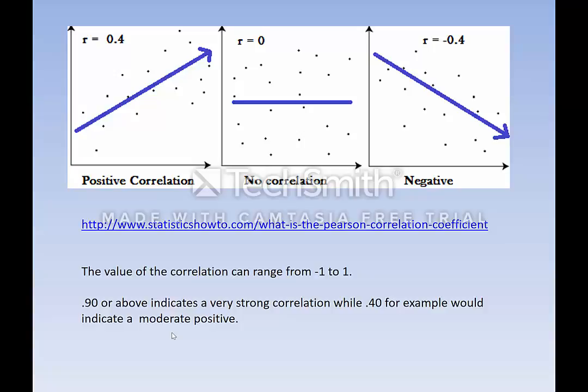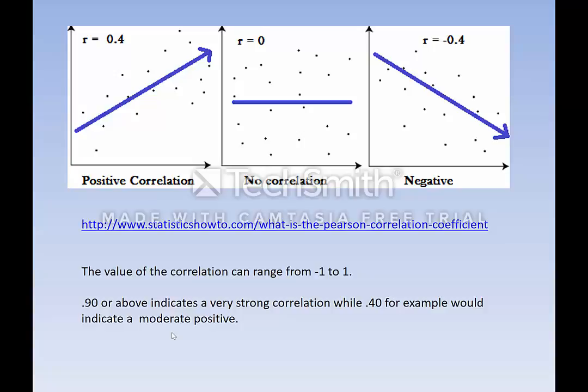Now the value of the correlation can range from -1 to 1. When we calculate our data in SPSS or in Excel, we're looking for a higher number in order to establish that strong relationship. So 0.90 or above would indicate a very strong correlation, where a number like 0.40, for example, would indicate a moderate positive. So it's not that strong of a relationship. The relationship could be there, but there's also the possibility that it's not.